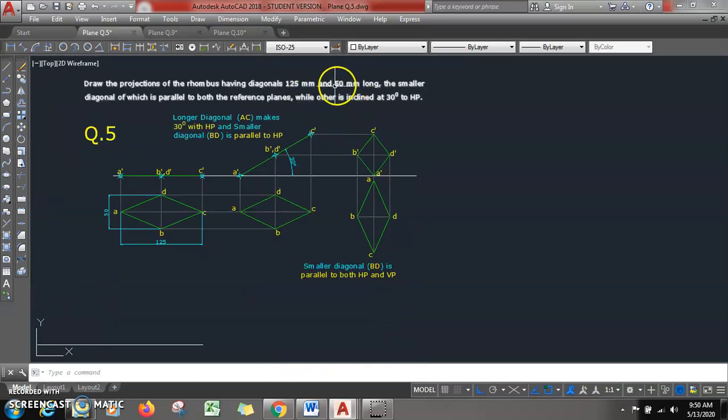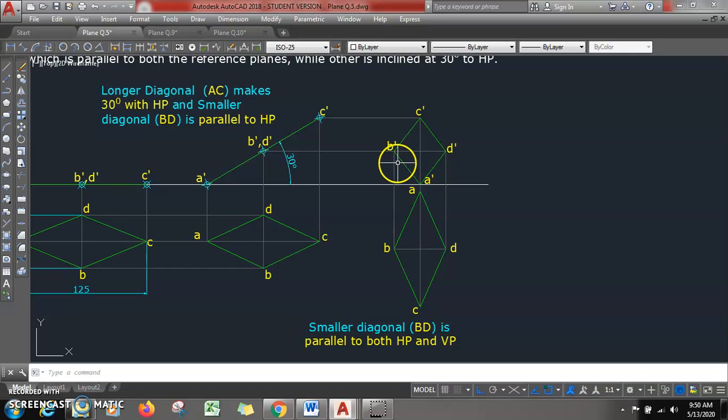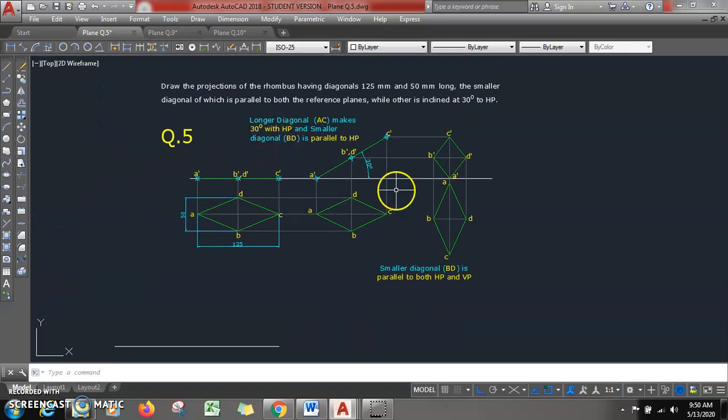So here you can see what they have given. The smaller diagonal is parallel to both reference planes, that is BD is parallel to both HP and VP, and AC is making an angle of 30 degrees. So this will be my solution. You see, this is the complete solution. I hope you have understood the problem.